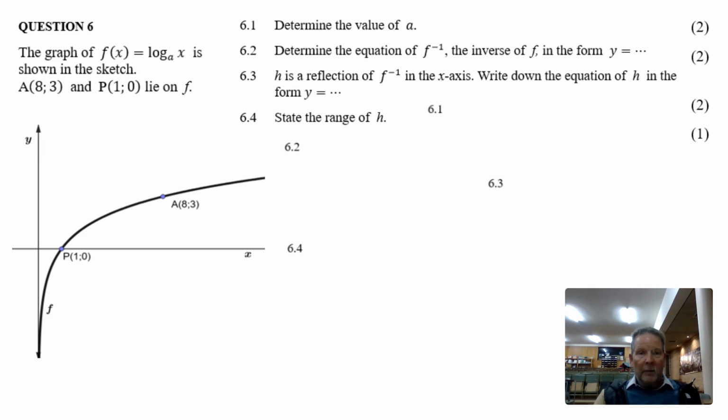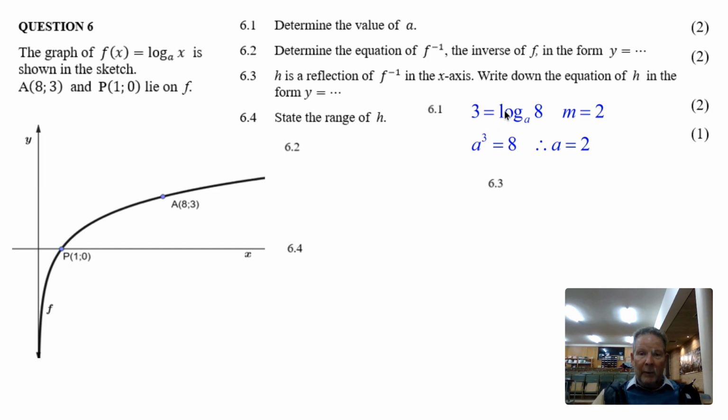Let's try this log question. It looks a little bit more challenging. They give you this equation of this function, f of x equals a log of x to base a, and they say determine what a is, but they give you a point. Whenever they give you a point, what do you do? You take that point, you take the y value and you put it in for f of x or y, and you take the x value of 8 and you put it in for x.